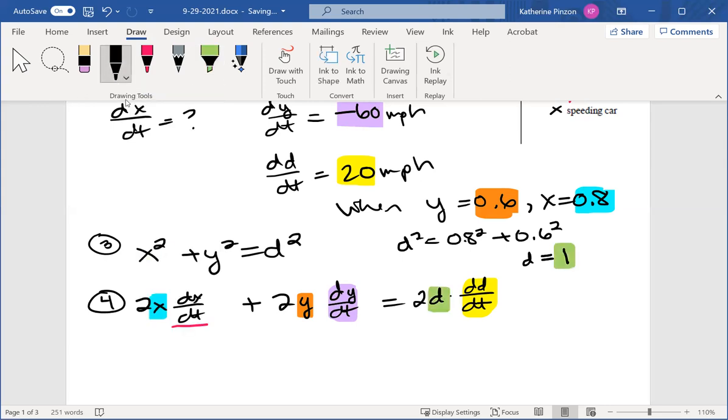What kind of number are we looking to get out? Do you remember? dx/dt should be a positive number, right? Because x was the car is moving away from the intersection. The distance is getting bigger. I should get a positive number out.